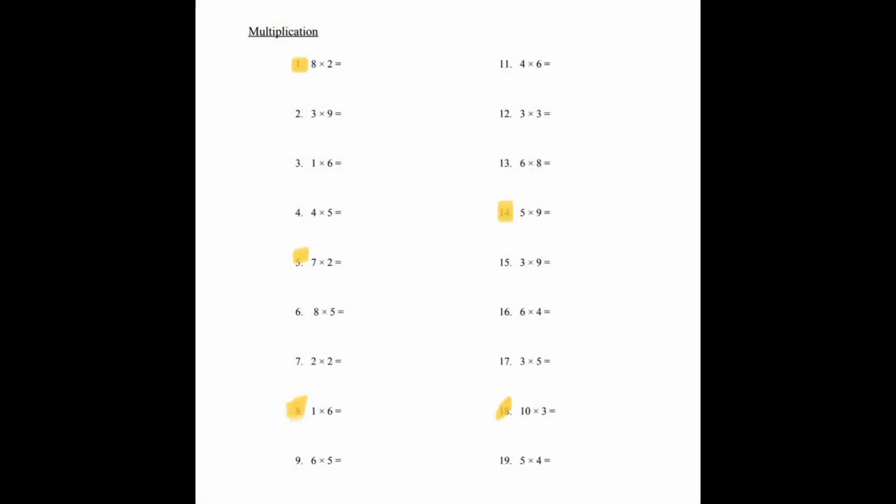Okay, now we're going to do multiplication. So 8 times 2. What that basically means is 8 dots, and you have 2 of each. And if you count all of those, that equals 16. Or you could do 8 plus 8, or 2 plus 2 plus 2 8 times, and you would get 16.